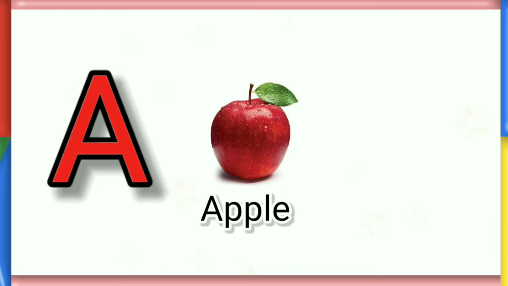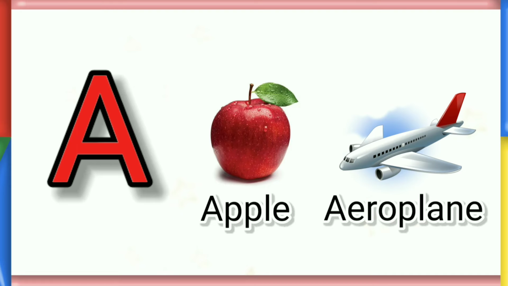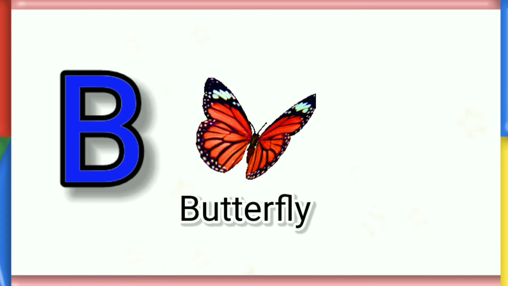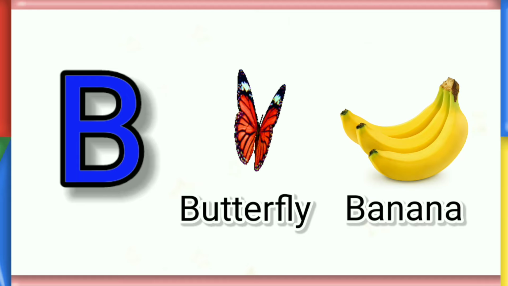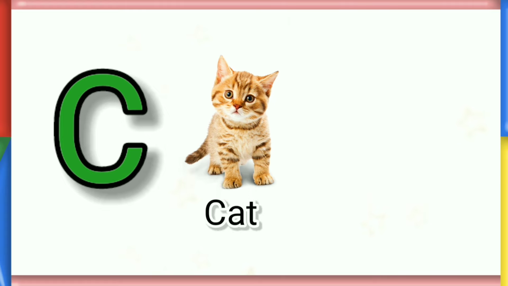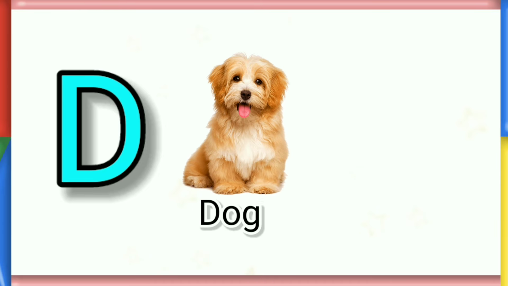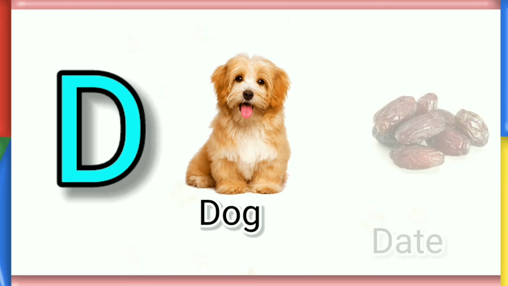A for apple and A for aeroplane. B, आप भी बोलो B. B for butterfly and B for bananas. C. C for cat and C for car. D. D for dog and D for dates.